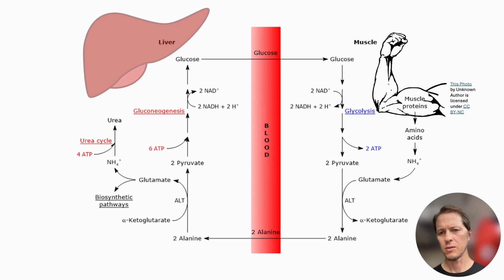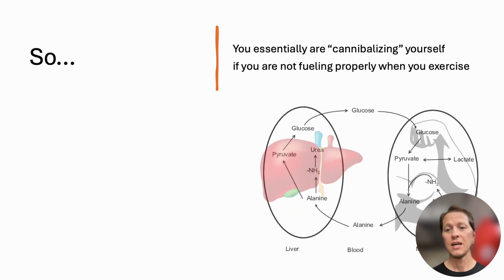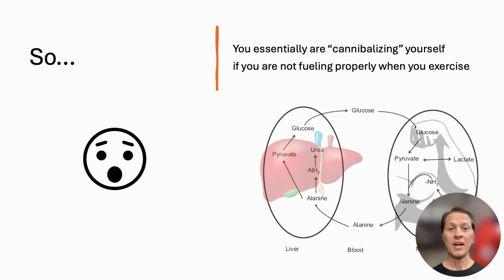So another slide to demonstrate this, you take your muscle protein, turn it into alanine, goes into the blood, liver turns it back into glucose, sends it back to your muscle so you can use it for energy. If you think about it, you're actually cannibalizing your own muscle. How disgusting is that? But that does happen if you don't properly fuel when you exercise. So yeah, pretty gross, huh?